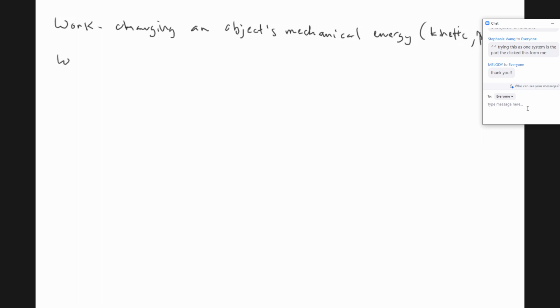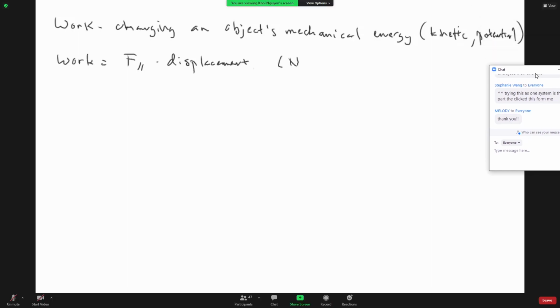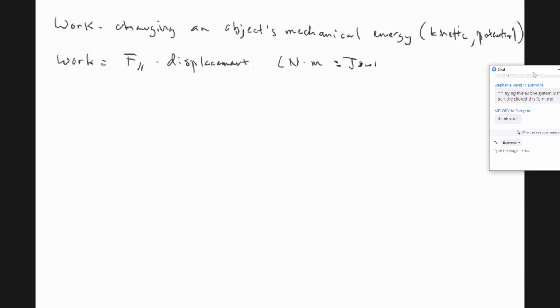So we define work as simply the parallel force times displacement. So let's take a look at it. The units for work is a Newton times meter, otherwise known as a joule, denoted as capital J for short. Okay. New unit. So what do you mean by parallel force, Khoi?